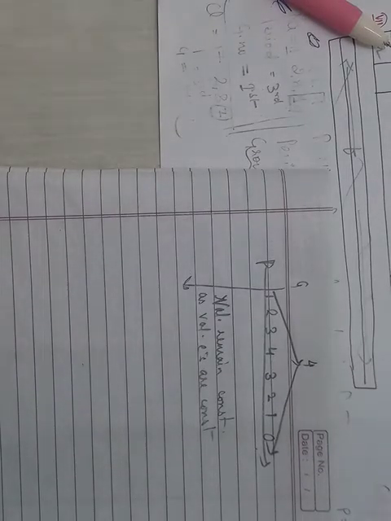So this way we have discussed 2 more trends, that is valence electrons and valency.